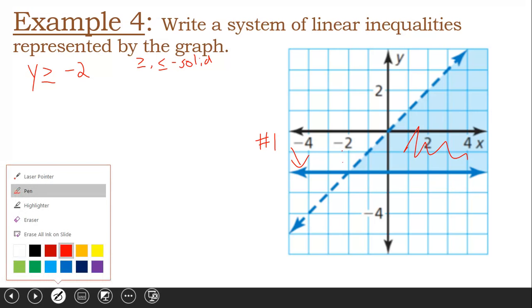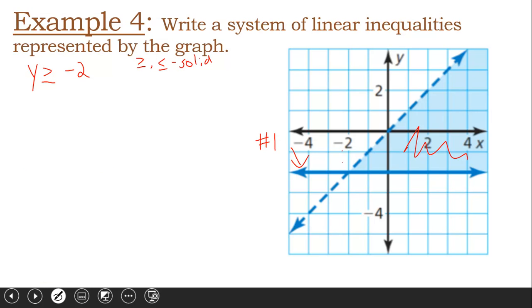My second inequality is this line right here. I know it's going to be a dashed line, so I know it has to be a less than or a greater than symbol. And I can see that the shading is occurring below this line, so I know I'm going to have a less than something. So I know y is less than something.